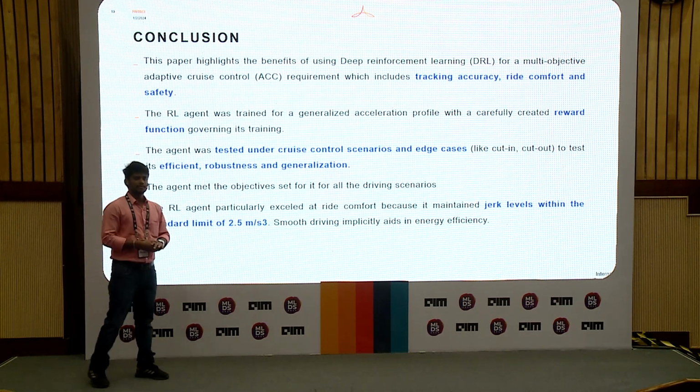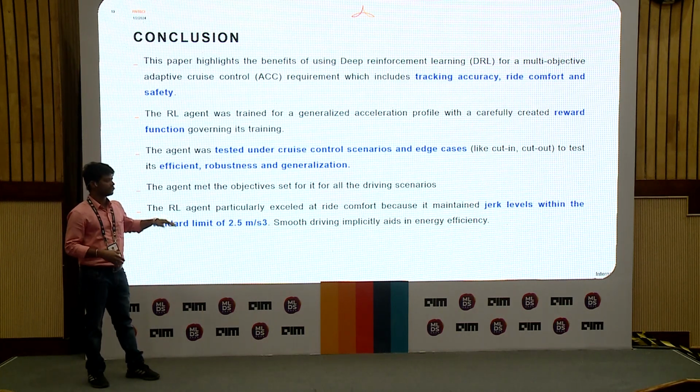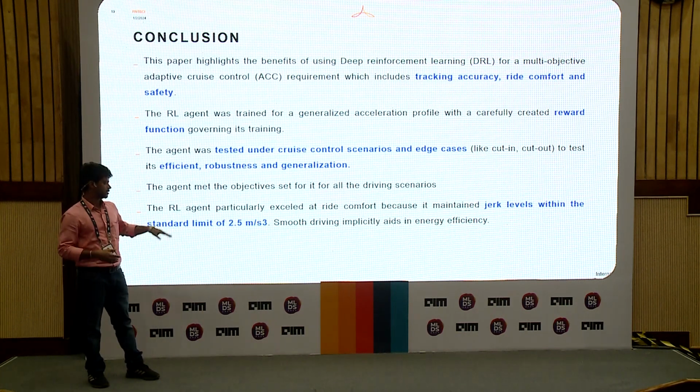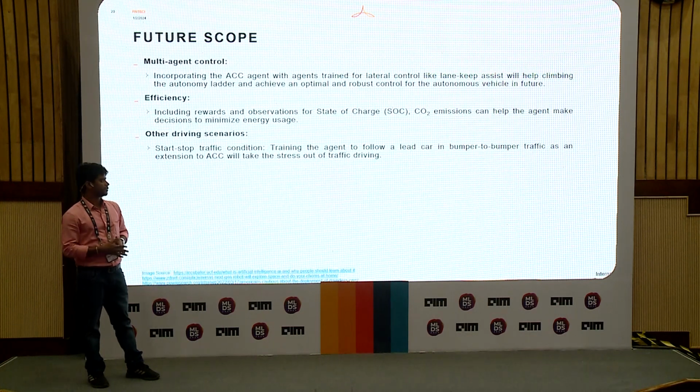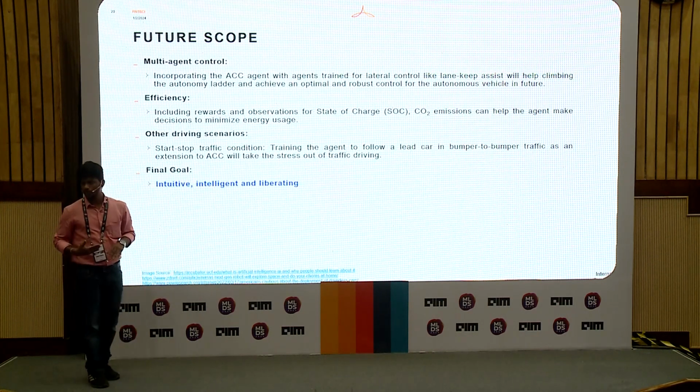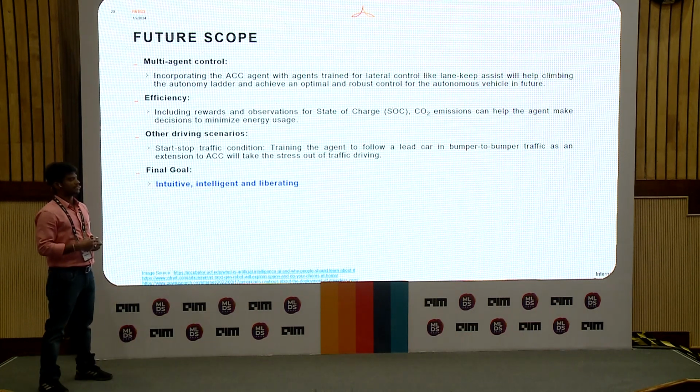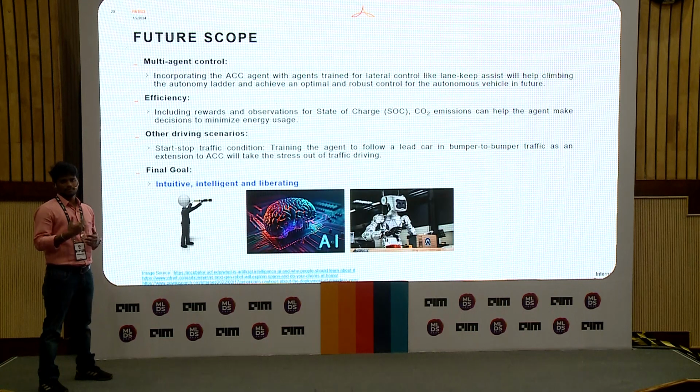In literature, you can check that the jerk levels are very high. We have tried to maintain them low, which is phenomenal when you compare with other papers. We have a few more objectives and a few more agents to be modeled. One is a multi-agent setup, a new agent for longitudinal control and lateral control also. We would like to integrate them and level up in autonomy, and for efficiency we can put SOC or minimum energy consumption as one of the objectives, and then other driving scenarios like traffic, which is really difficult for a driver.